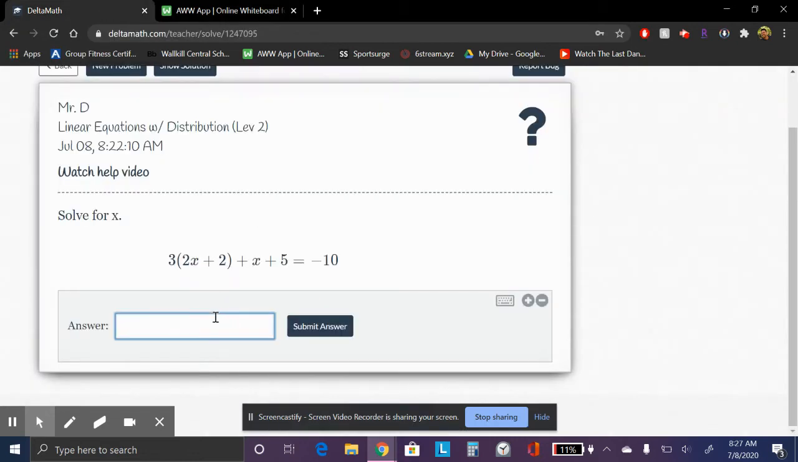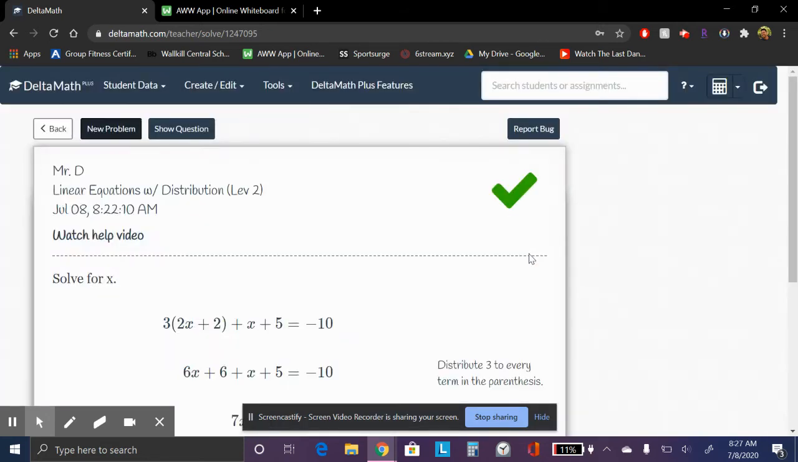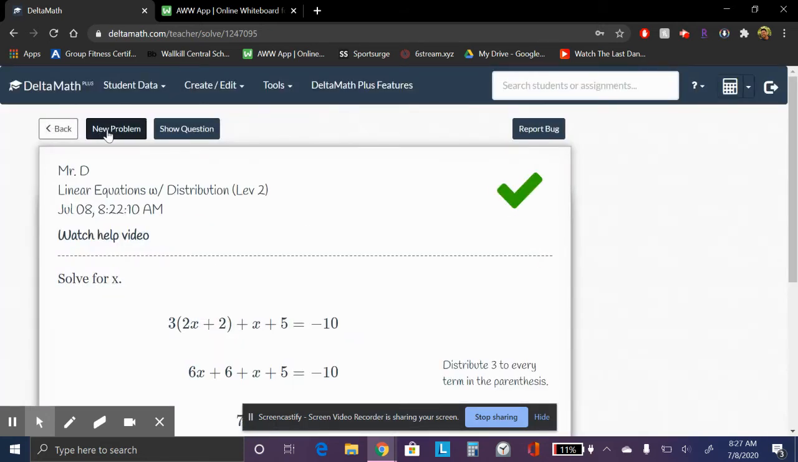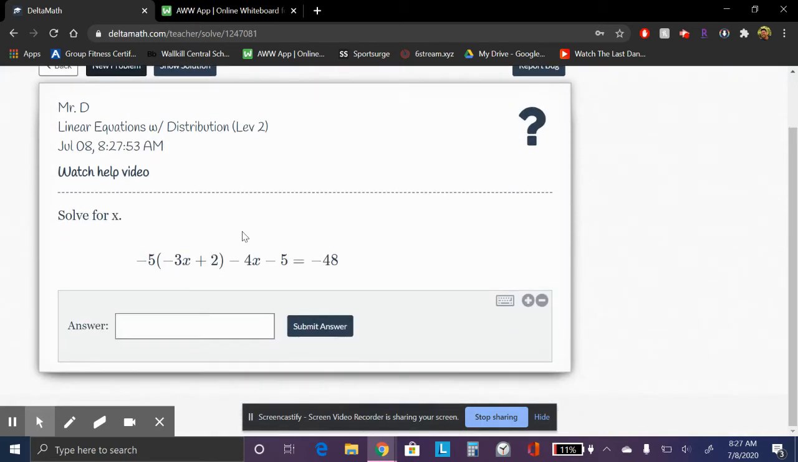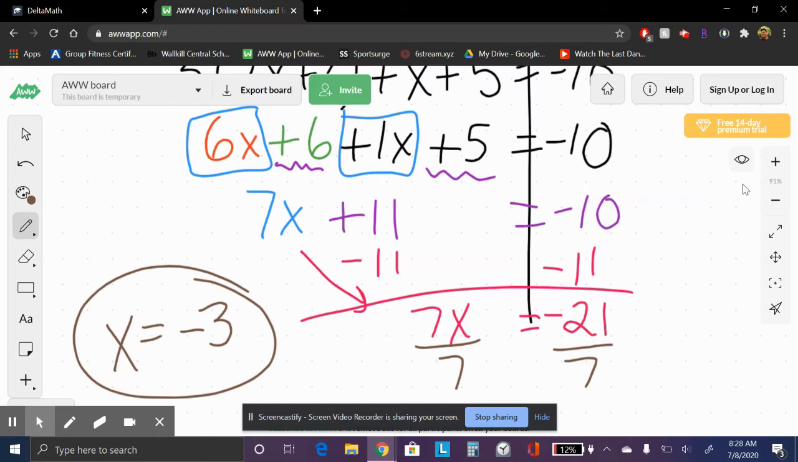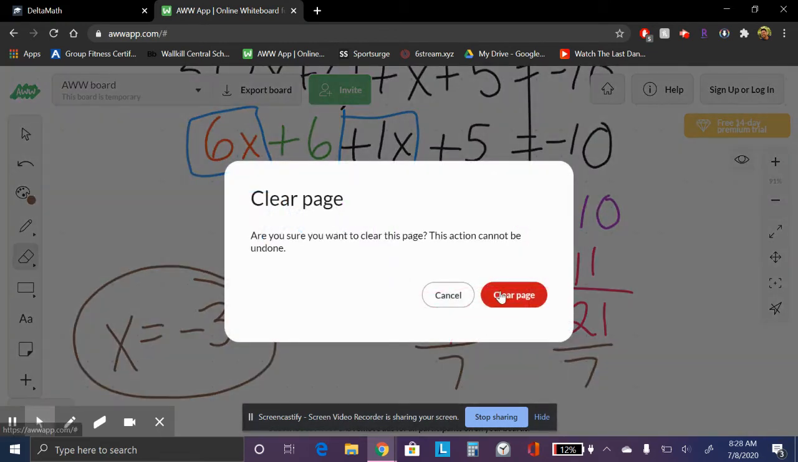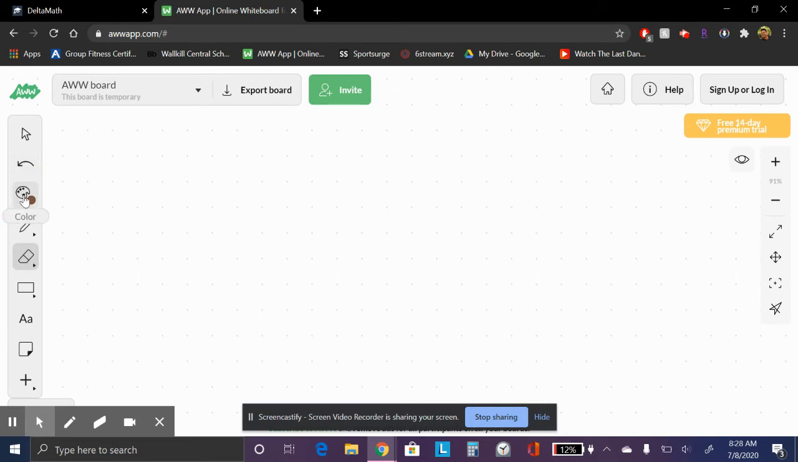Put in negative 3. Submit. Yes. Good. All right, let's look at another problem. This is a good one with negatives. All right, so the same kind of process. Clear my page. All right.